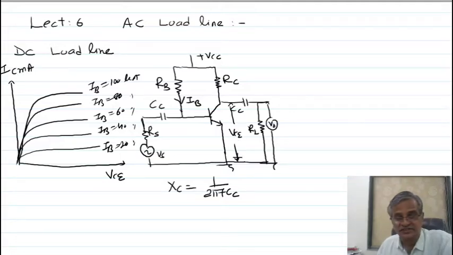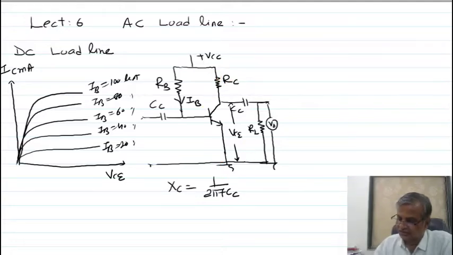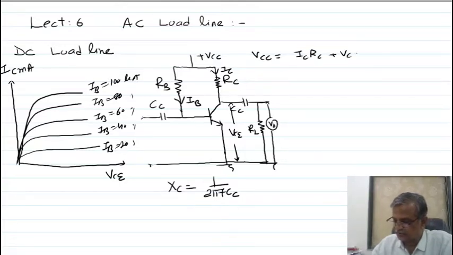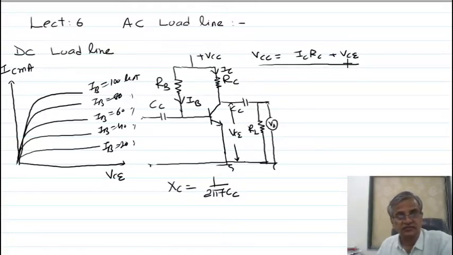Now I am discussing the DC load line. For the DC load line, remember, AC is not given. I am discussing only DC. So when AC is not given, if you write the Kirchhoff voltage law for the output section, your equation is VCC is equal to IC RC plus VCE. This voltage plus this voltage.